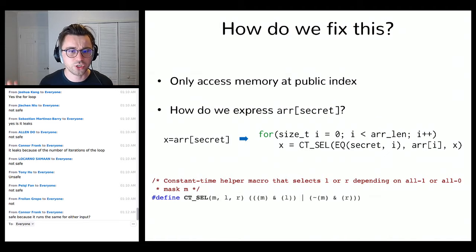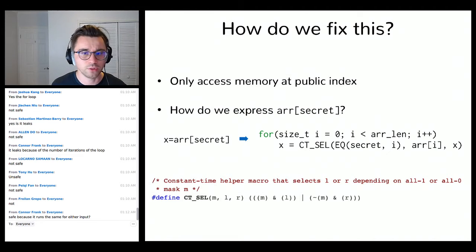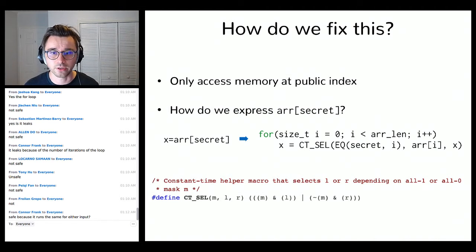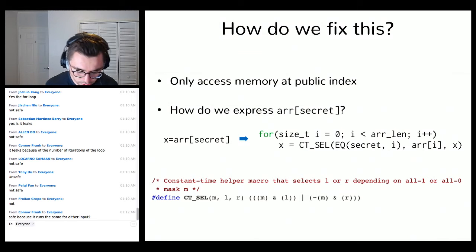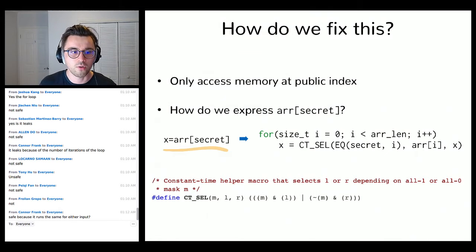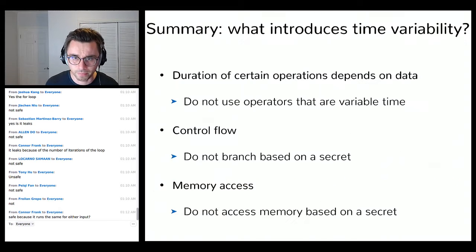There are researchy ways of doing it, but for real, what people do is they don't access memory based on secrets. So you could try to compile this array access at some secret index into a for loop that accesses the whole array and that doesn't leak it that way. That would be silly. We don't typically do this. But it is doable if you're trying to encode arbitrary programs.